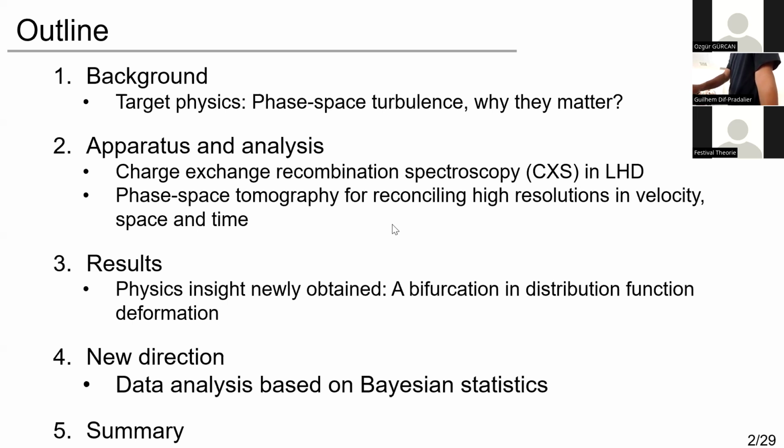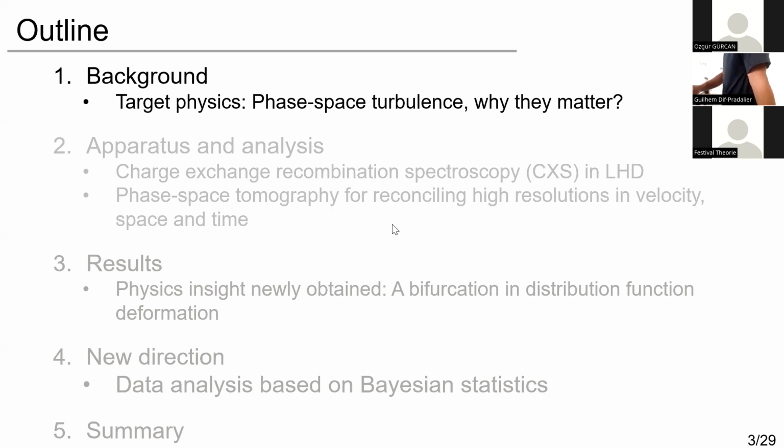Then I will talk about the result which we obtained, which is a bifurcation in distribution function deformation. And if I have time, after that, I will talk about a new direction, which is a Bayesian statistical analysis for the velocity distribution function. And I will summarize my talk.